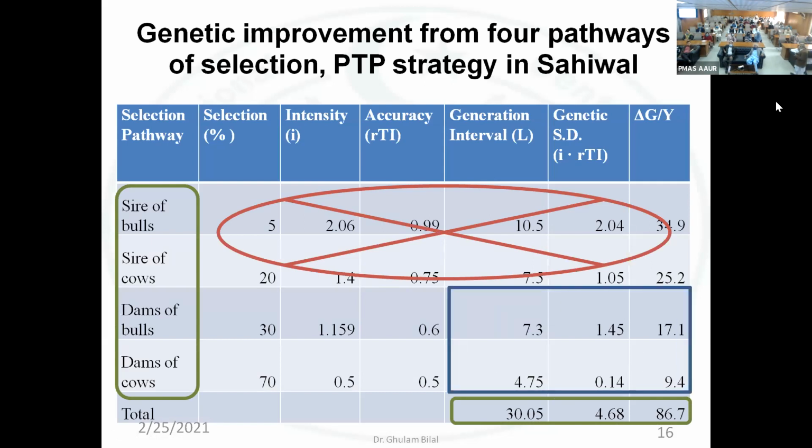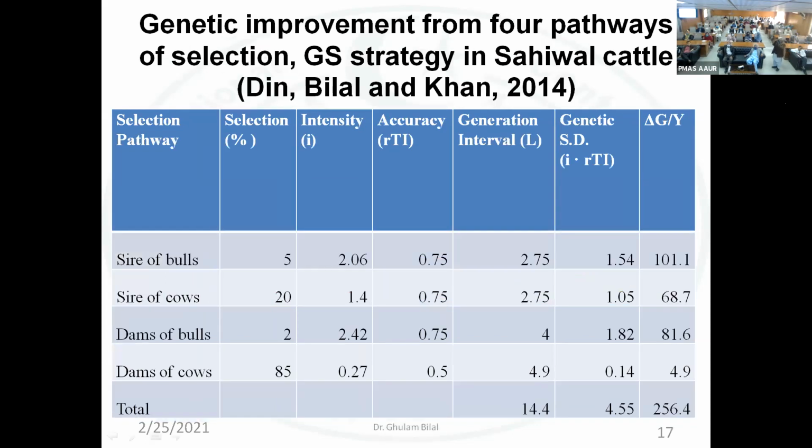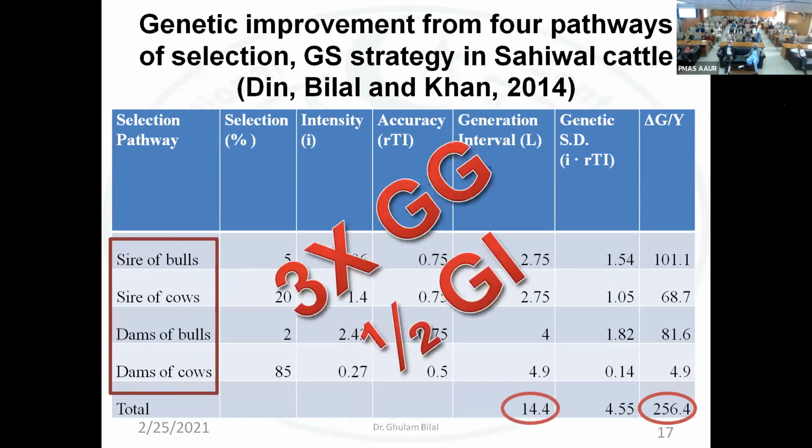So with the help of traditional progeny testing program, we were having genetic gain of 86 kilograms per year. For example, we can increase 86 kilograms per year of milk production of each animal. But when we applied genomics in a simulation study in 2014, we got 256 kilograms per year. So this production level increased to almost 3 times.